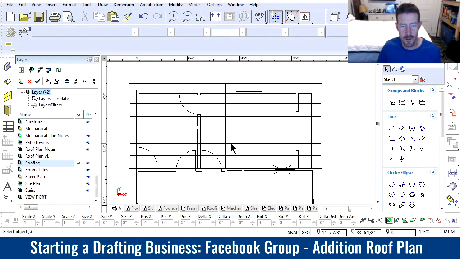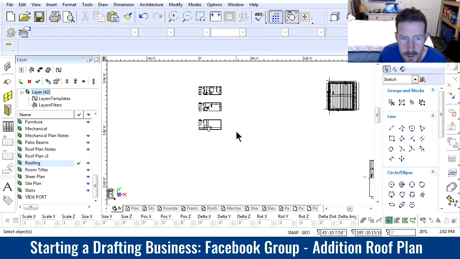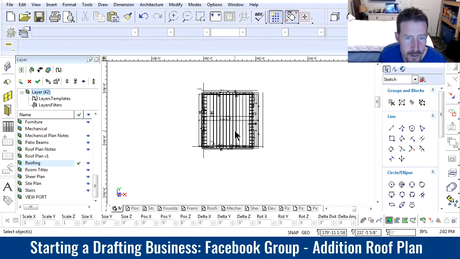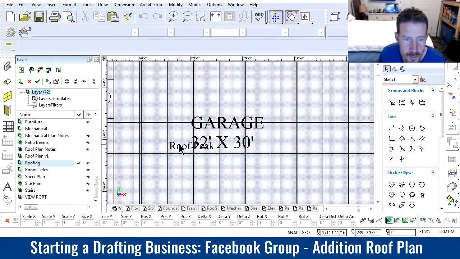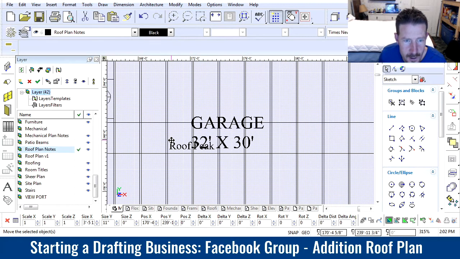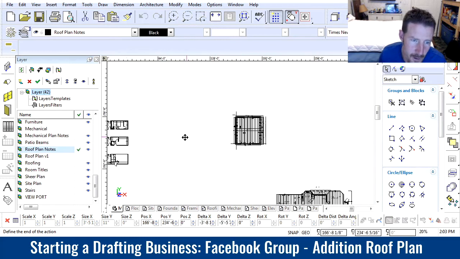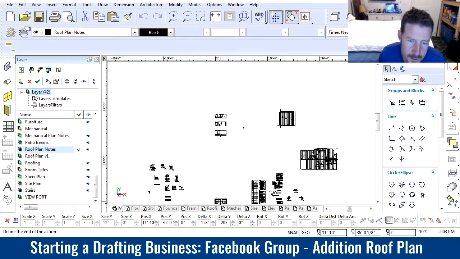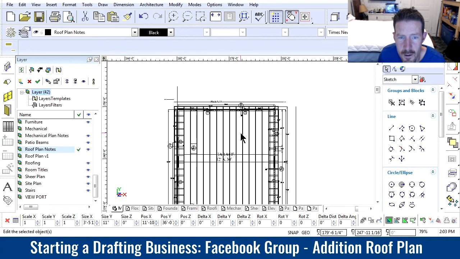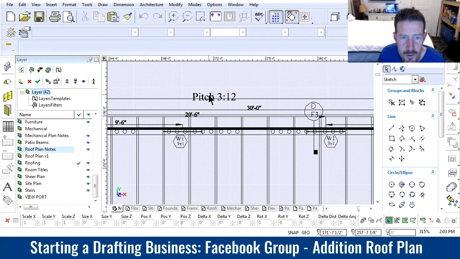Okay, perfect. So then I'm going to put a label here, roof peak, and then I'll put another label, 4/12 pitch. Let's see if I have those. There was a roof peak one. I'll steal that. Down there. And roof pitch.